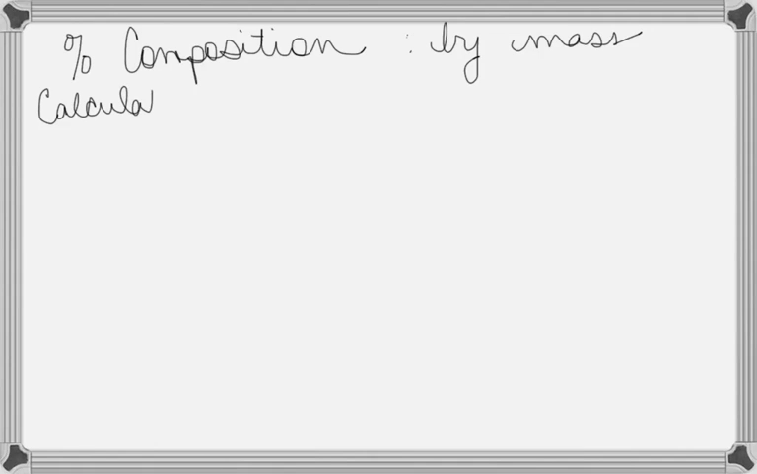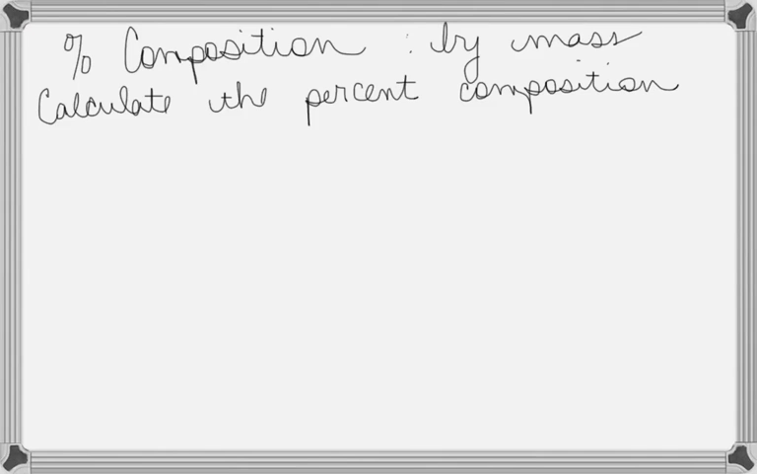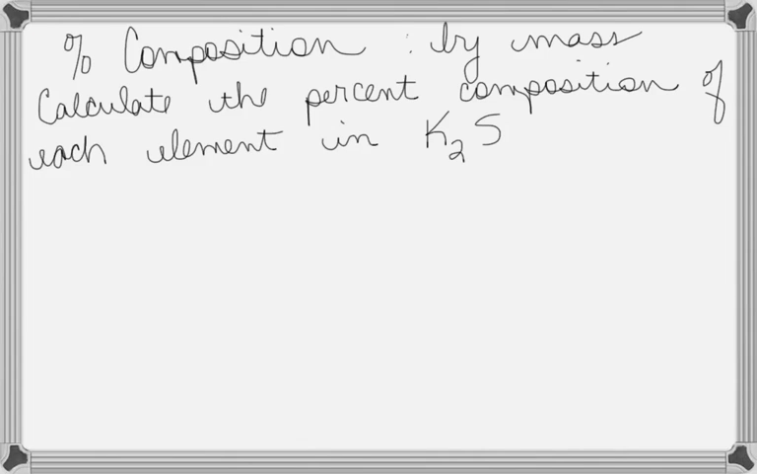KSO4. Close. What did you say, Caleb? How about K2SO4? Does that sound good? So let's calculate the percent composition of each element in potassium sulfate, and we've just figured out that potassium sulfate is K2SO4.